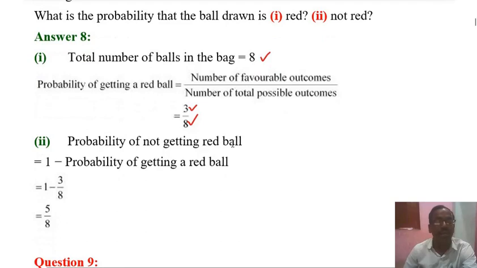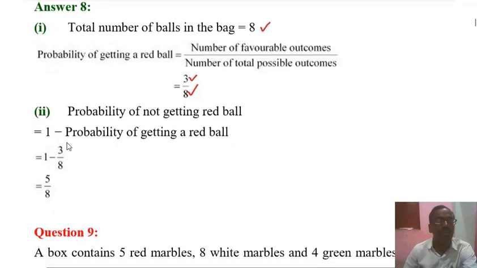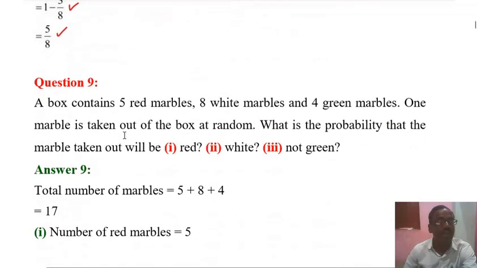Probability of not getting a red ball equals 1 minus probability of getting a red ball. So we put the value of this one here. 1 minus 3 by 8 equals 5 by 8. Hope that there is no problem to understand the solution of parts 1 and 2 of question number 8. Let's see question number 9.